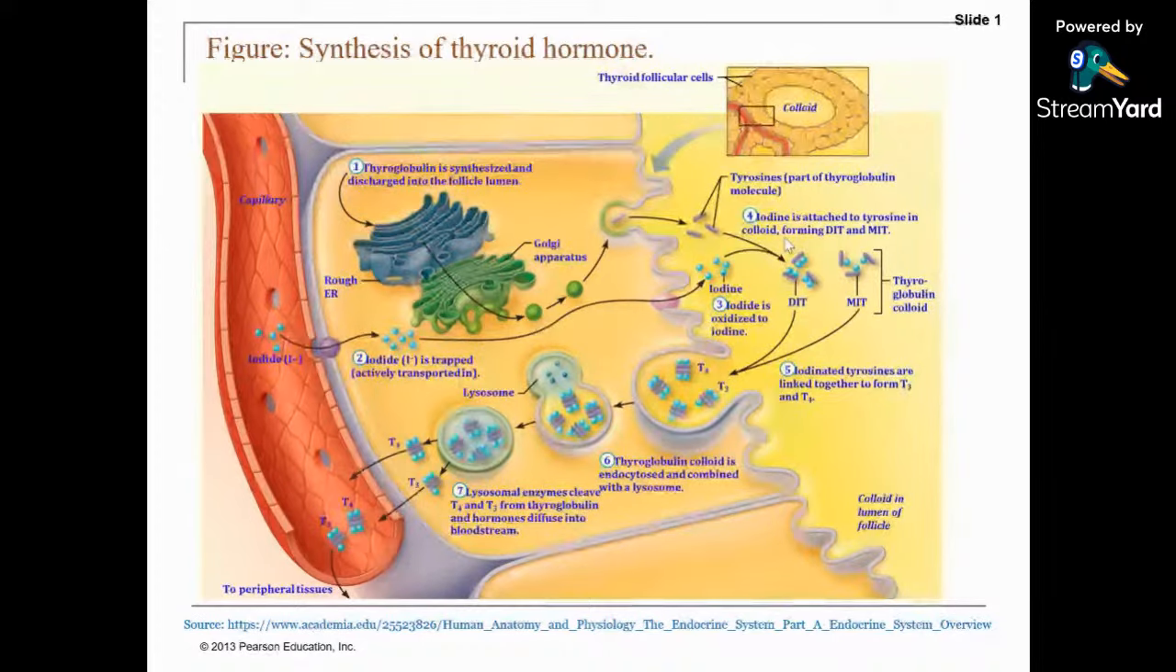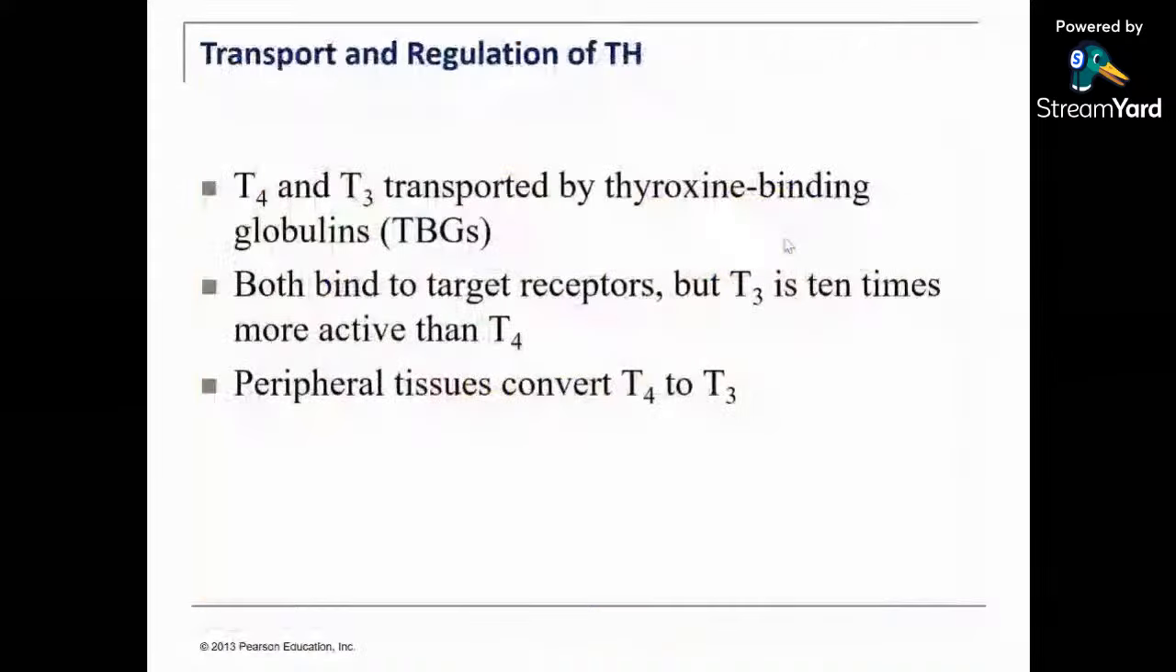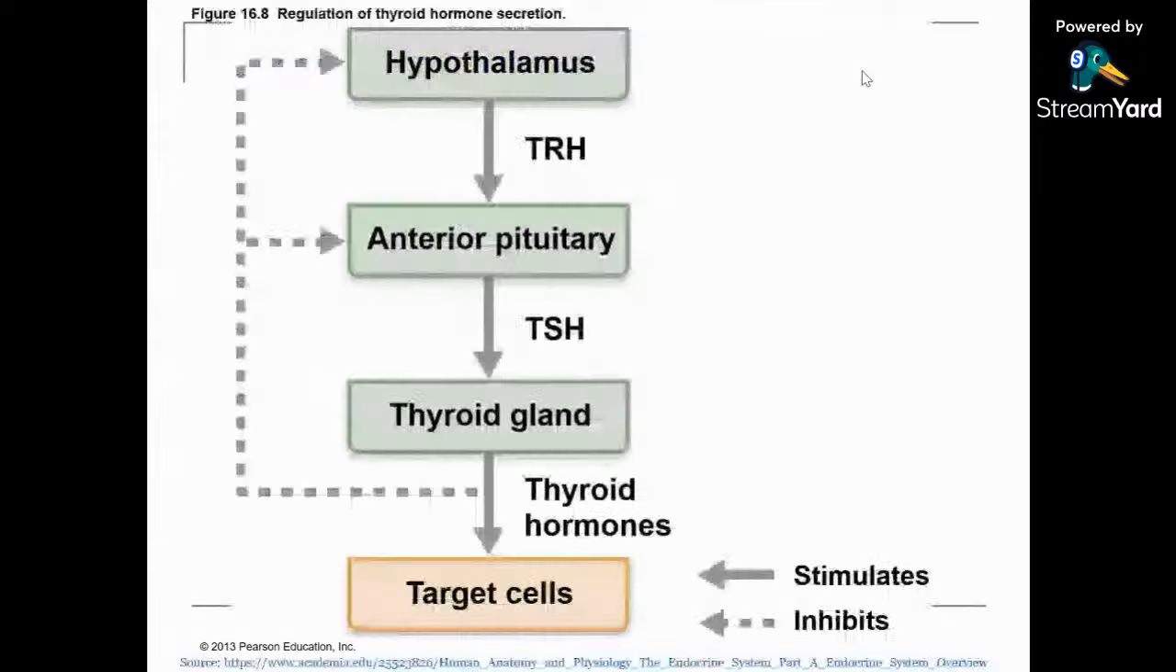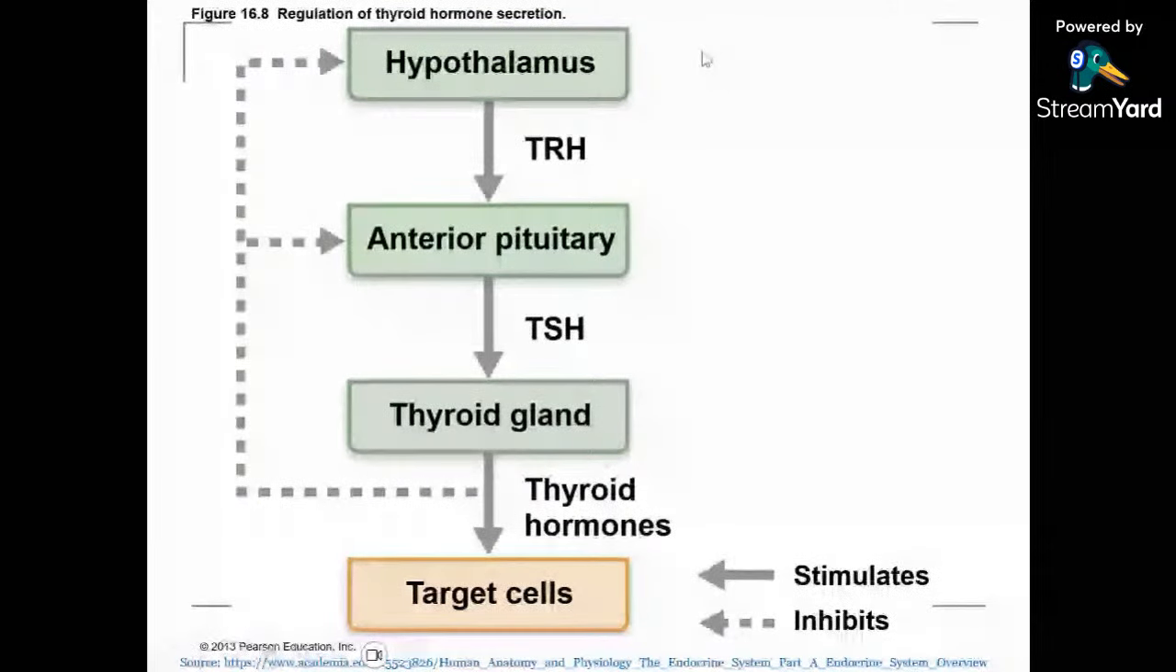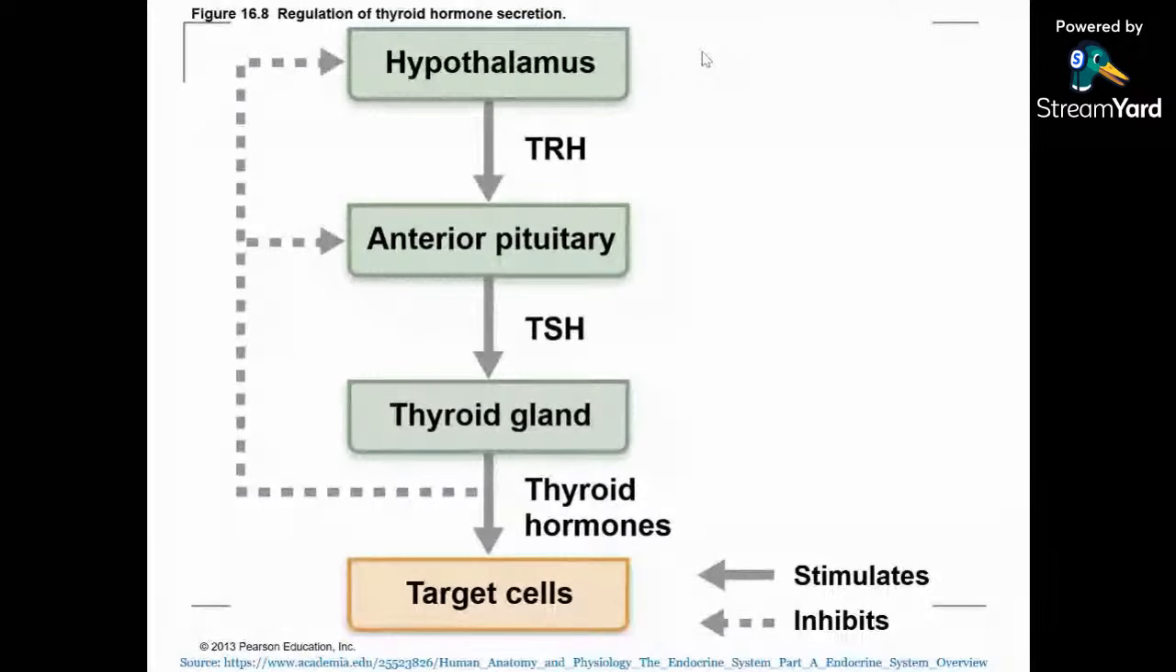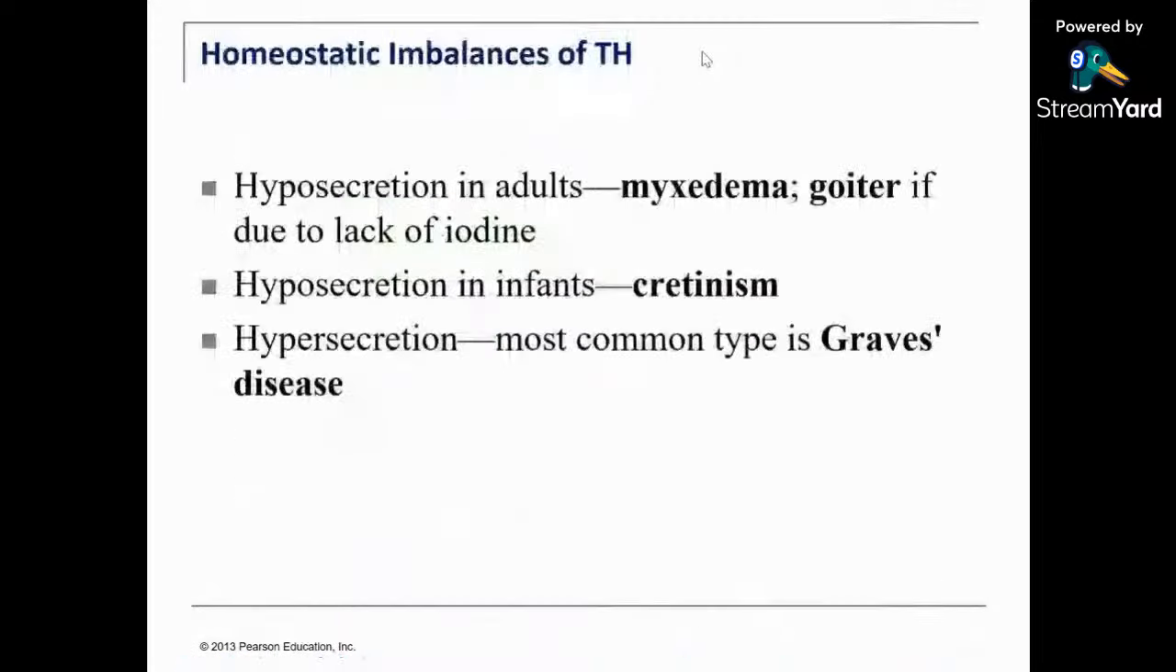T4 and T3 are transported by thyroxine binding globulins. Both bind to target receptors, but T3 is 10 times more active than T4, and in peripheral tissues T4 is converted to T3. This scheme we already saw in the last slides, where the hypothalamus releases thyroid releasing hormone, which works on the anterior pituitary, and then the anterior pituitary works on the thyroid gland to release thyroid hormone, which works on target cells.